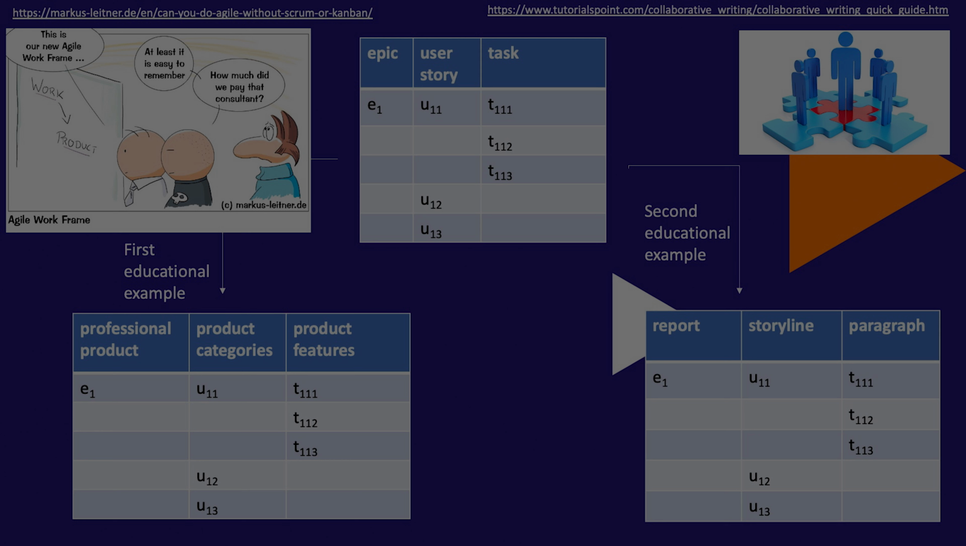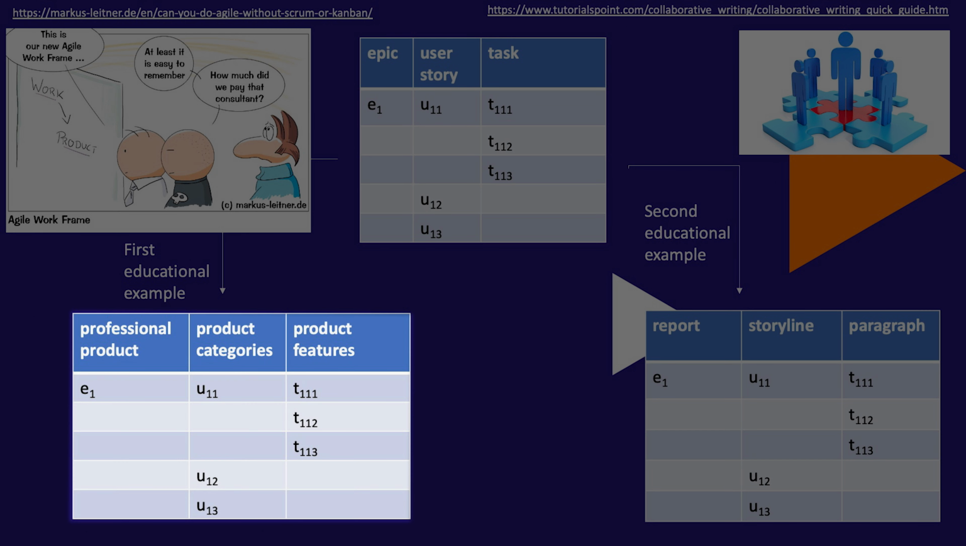We now regard two common cases of applying Agile Scrum in education. The first educational example is when a student team delivers a professional product for a stakeholder. It can be a prototype that consists of an engineered product that consists of different product categories with varying product features. In the example of a website to be built, the different product categories can be front end and back end, and the different features can be different buttons on the front end of a website.